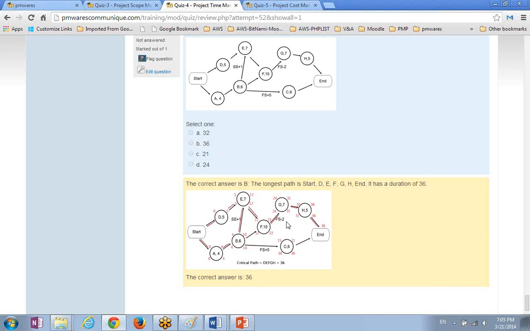No. This is FS minus 2, so it is ending on 22nd. Yeah, it is minus 2. It should start on 20th, and it will be a minus of 4. So it will be 32. Right. Absolutely. Okay.